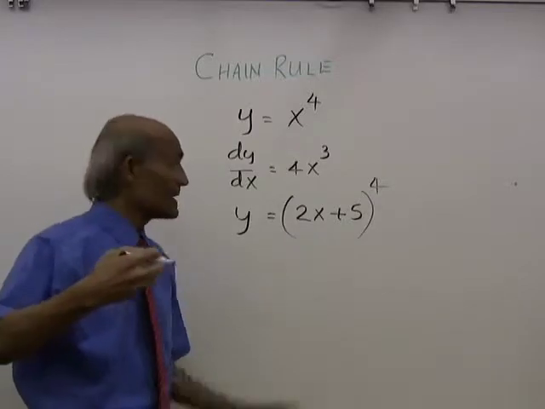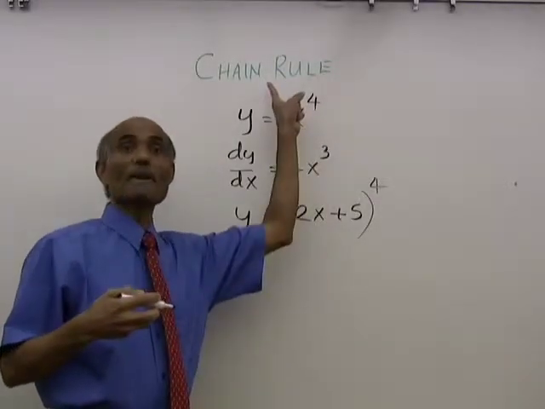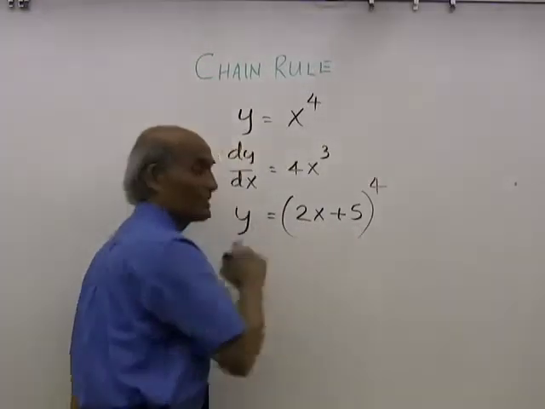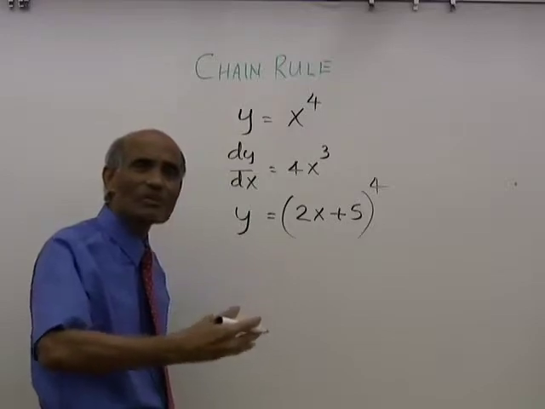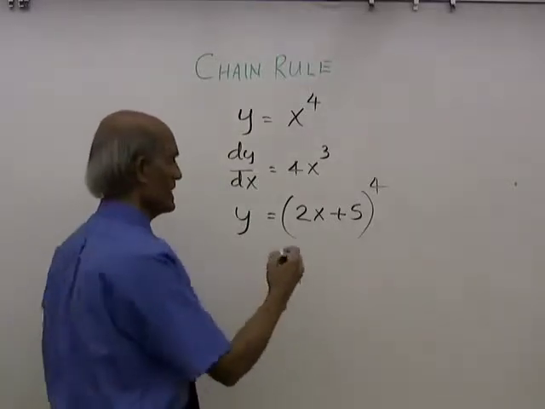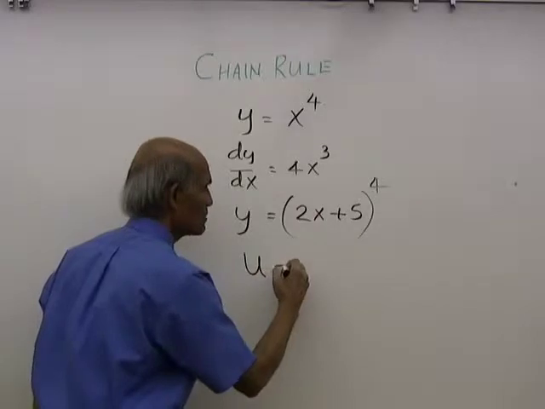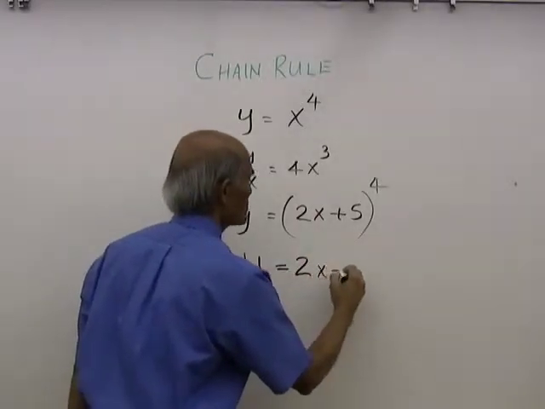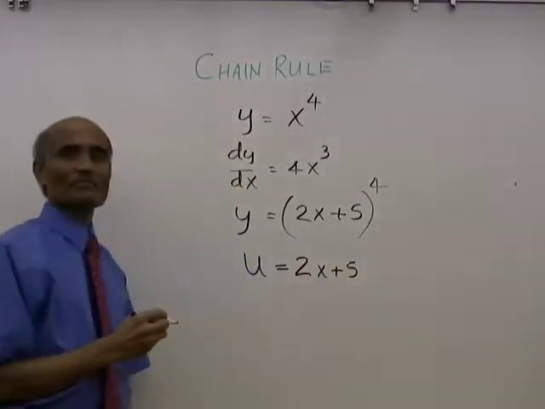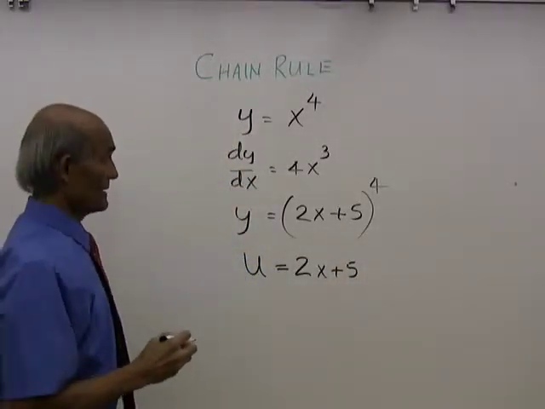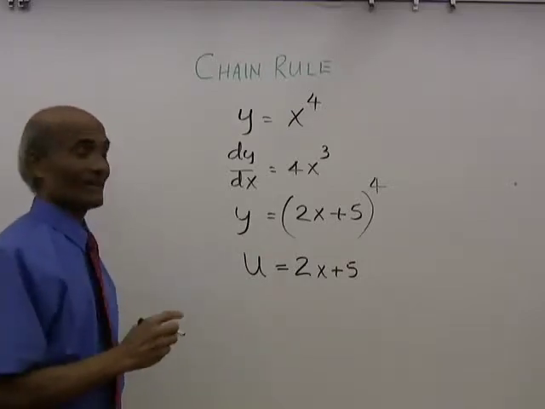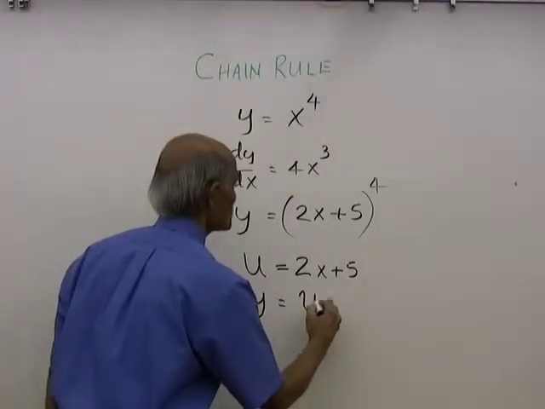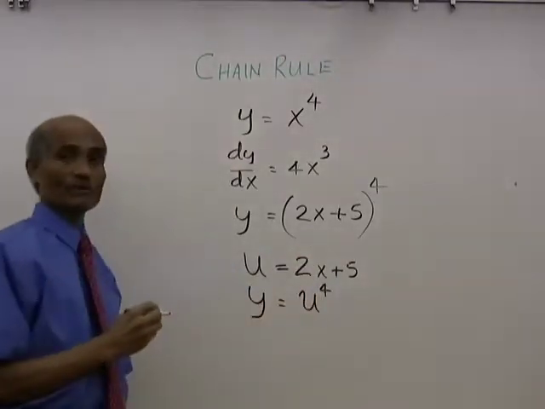Now, how do we adapt this in order to use the chain rule? What we do is, we take this quantity and call it equal to a single quantity, let's call it u. In other words, let u be equal to 2x plus 5. What happens then? Then our original expression becomes y equal to u to the power of 4.